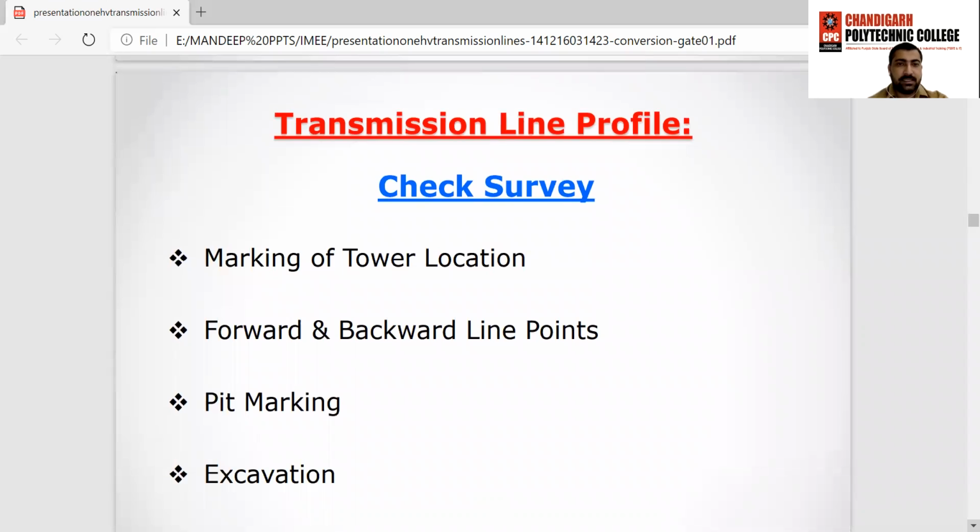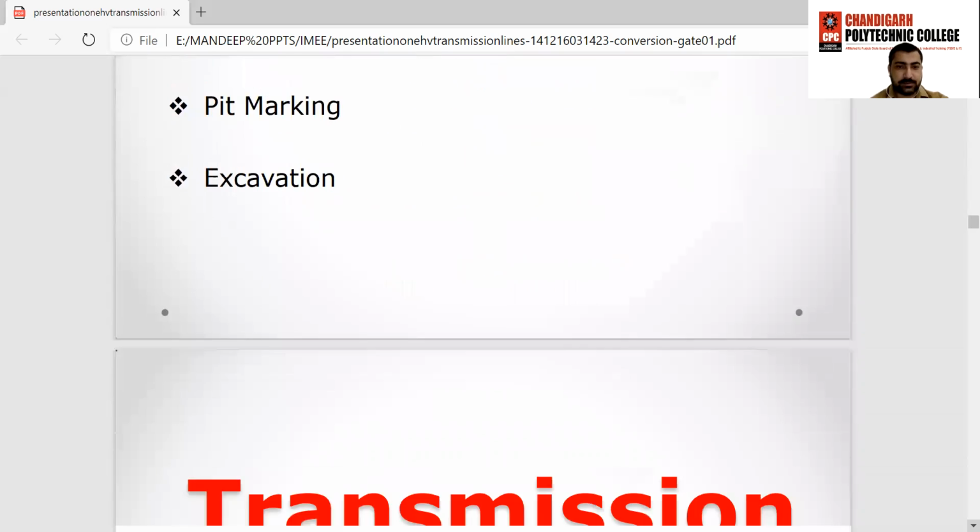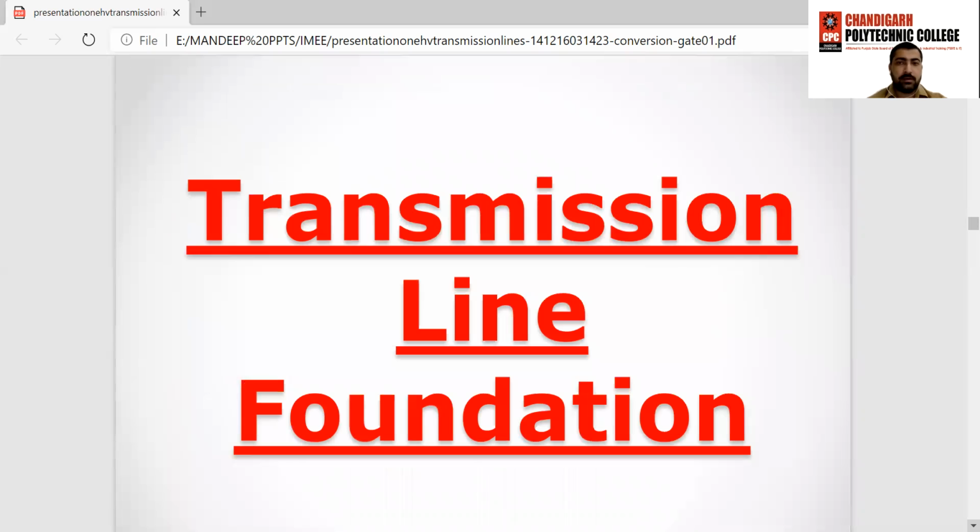The next is check survey, marking of tower locations, forward and backward line points, pit marking and excavation. The next is transmission line foundation. We will start it in the next lecture.